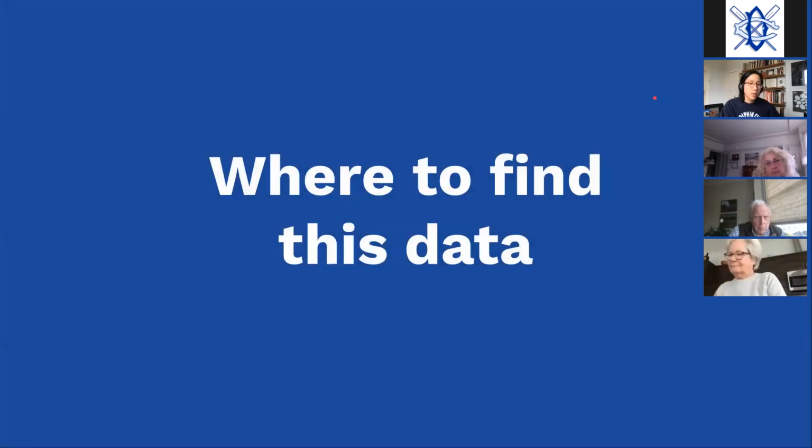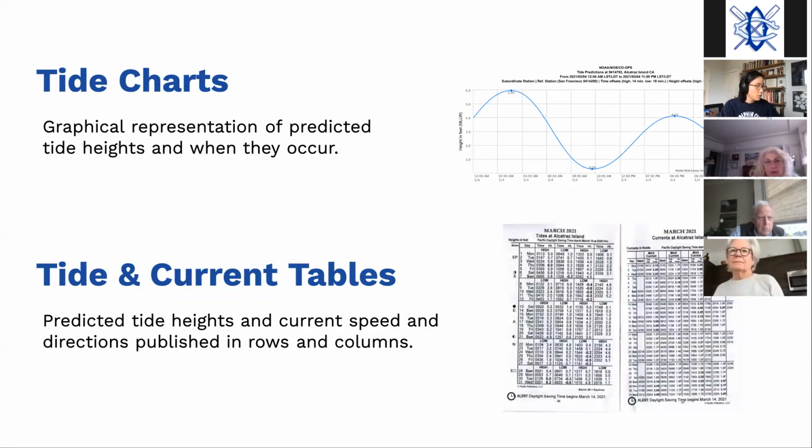So how do you find out when it's flooding or when it's ebbing? Well, there are two places where this information is published. There are tide charts, which are a graphical representation of what's happening with the tides over the course of a day, and there are tide and current tables, which is the same information but printed as a table, like a spreadsheet.